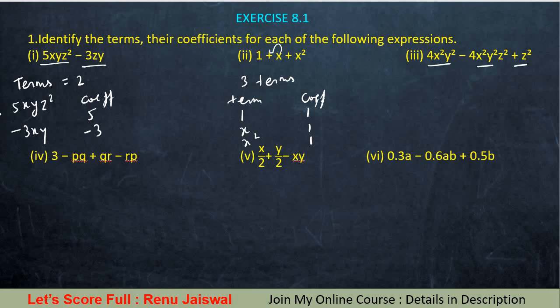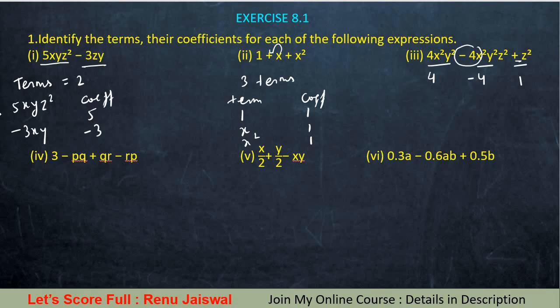Here also I have 3 terms because they are separated by plus and minus. For the first term the coefficient is 4. For the second term the coefficient is minus 4, because while taking plus and minus, the minus is also considered. Plus we need not write. Here the coefficient, nothing written, means 1. When nothing is in front, it is 1.